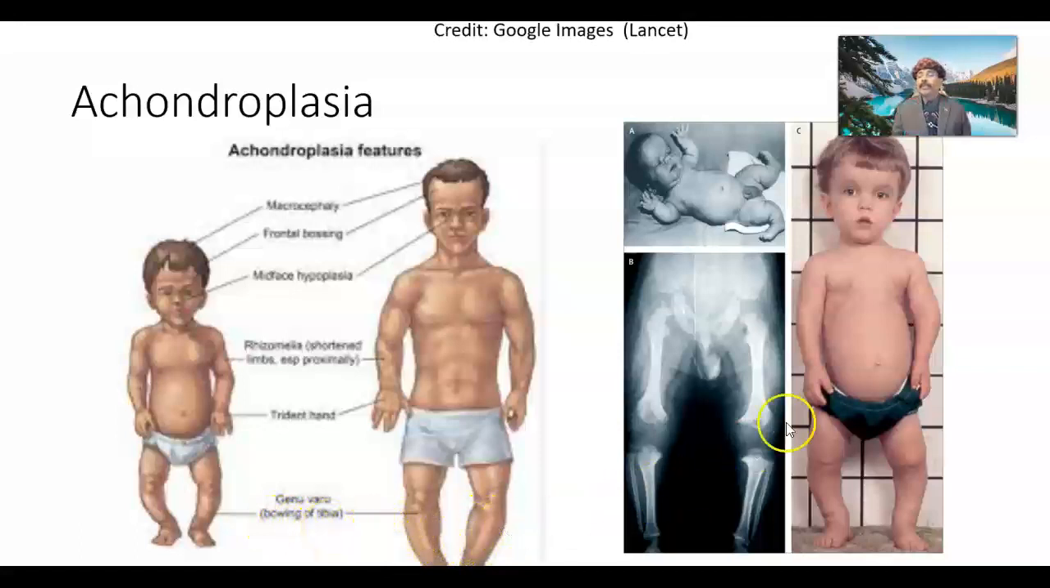Here we see a child, and this is the X-ray picture. The tubular portion of the diaphysis as a whole is shortened. There will be flaring of the metaphysis here.